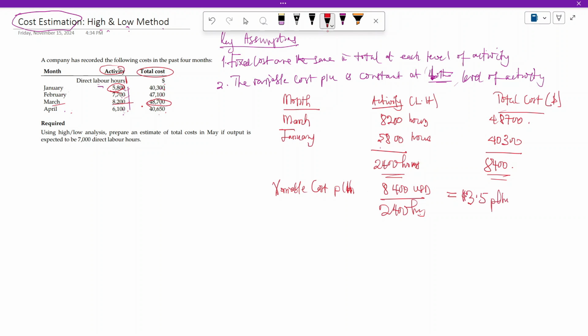Now, having established the variable cost, I did not state something clearly here, so let me state it. Before any organization can get the total cost of a product, it needs to add the variable cost and the fixed cost.